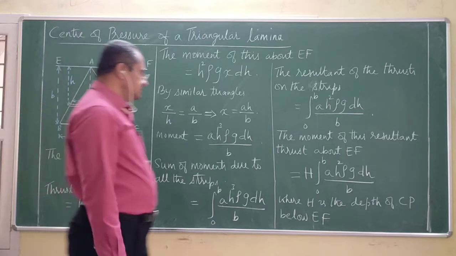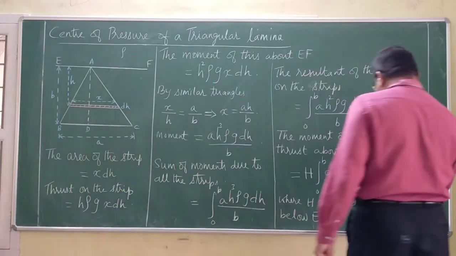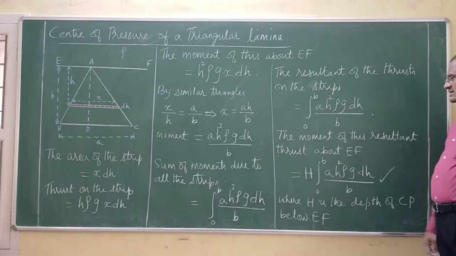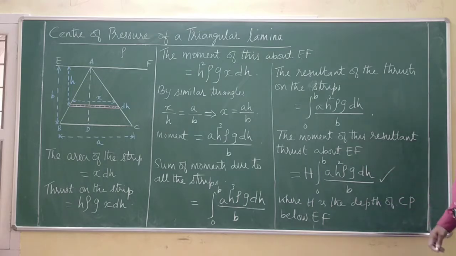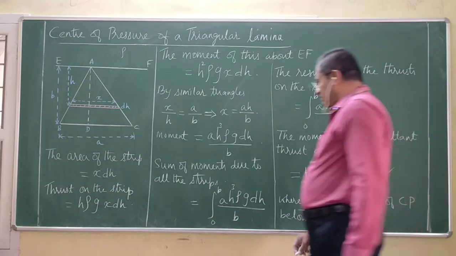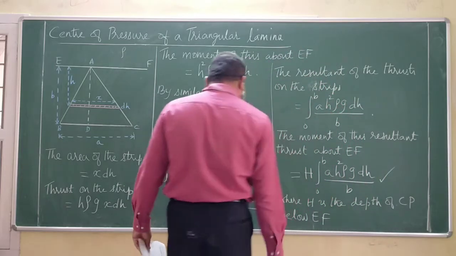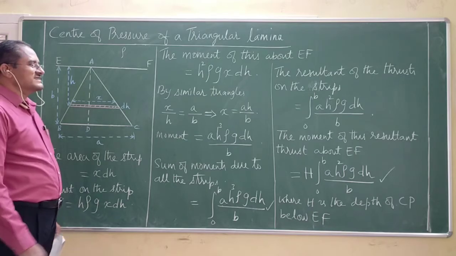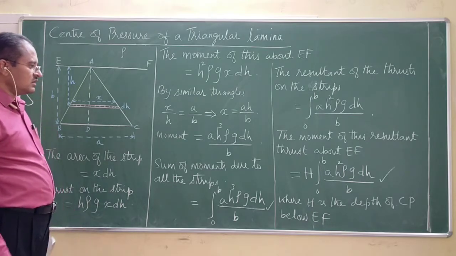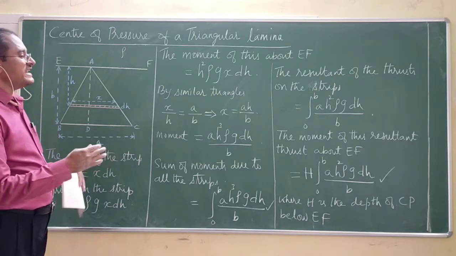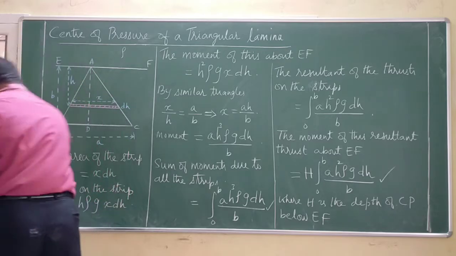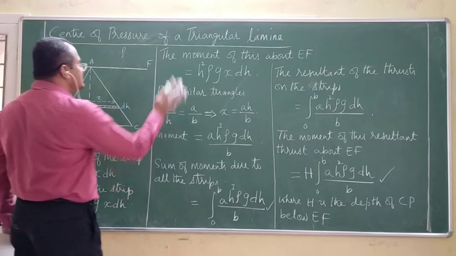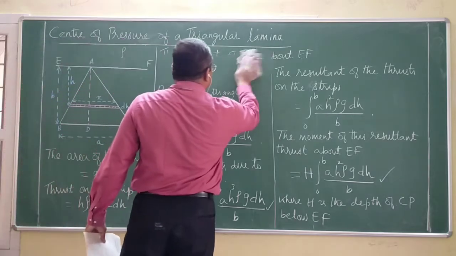Now, this is the moment of the resultant thrust about EF. This is the sum of moments due to all the strips. Both are one and the same. Therefore, we can conveniently equate this. Where shall we write that? Shall I rub this off? This part I will do. Okay?